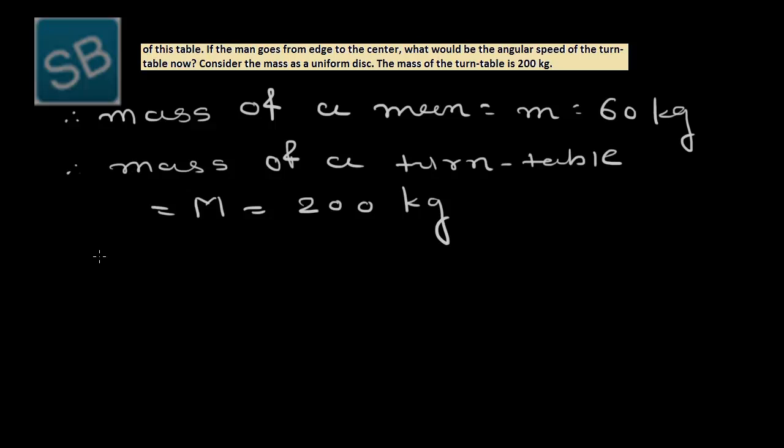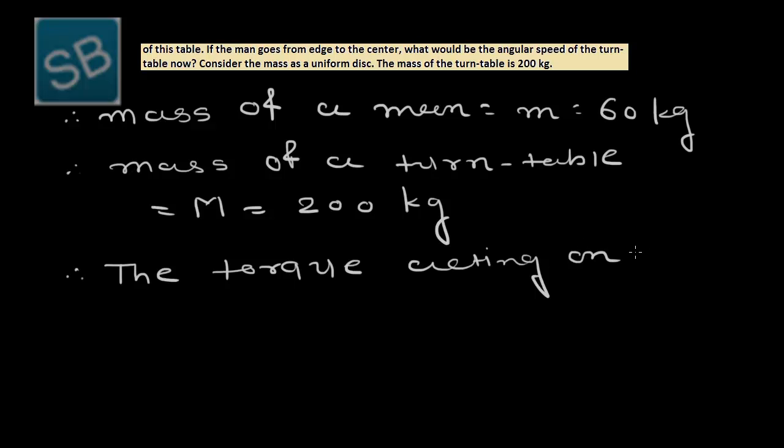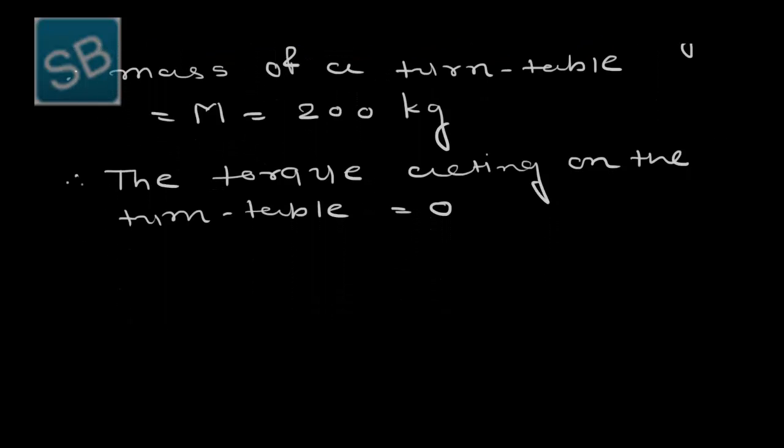One more thing which you should have noticed here is that it is a uniform disk, meaning the mass is uniform. And so the torque acting on the system, and here the torque is not internal or external, it is the resultant torque acting on the turntable, is 0. And when the torque is 0, one quantity remains conserved, and that quantity is angular momentum, so that remains constant.